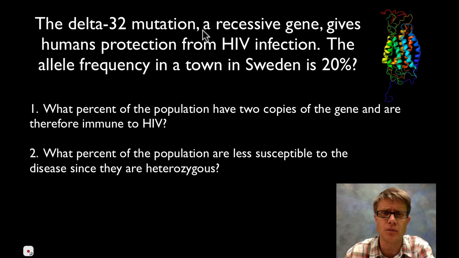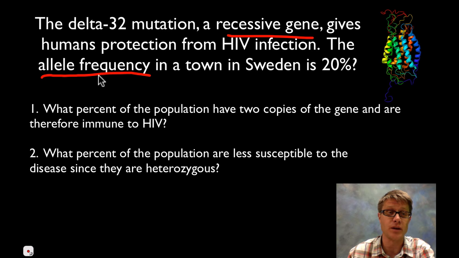This one, the Delta 32 mutation, a recessive gene, gives humans protection from HIV. The allele frequency in a town in Sweden is 20%. Okay, so what are they telling me here? This is another thing that they can tell you. They could tell you the allele frequency, so this is super important. They're telling me the allele frequency, and they're also saying that that's recessive.